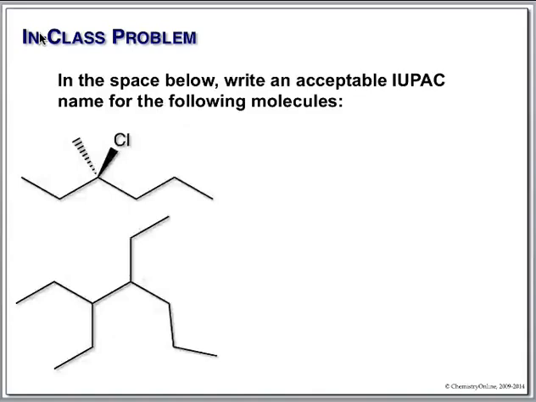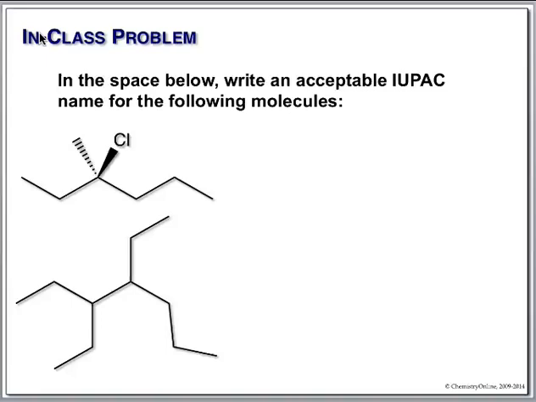Now in chapter 5, we will learn that this is actually a very unique carbon center. It has 4 different substituents attached to it: an ethyl group, a propyl group, a methyl, and a chlorine. In chapter 5, we will call this a chiral center. And we will learn the unique thing about it is that this molecule is not superimposable on its mirror image. But that's chapter 5. That's just something exciting to look forward to.